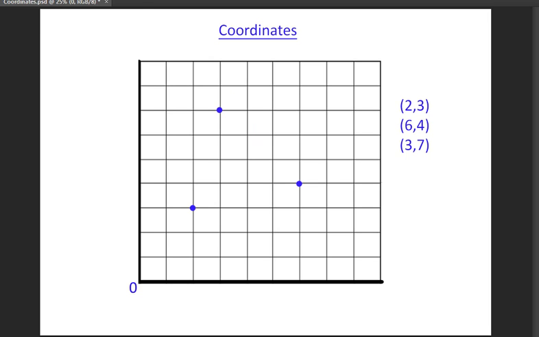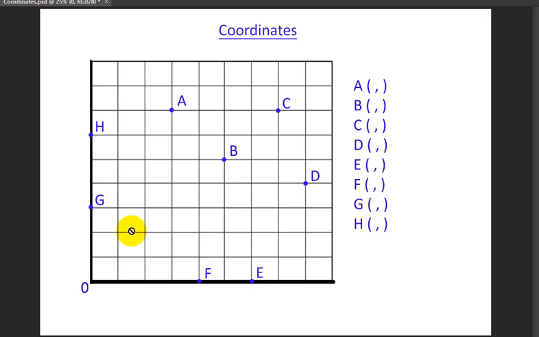Let's see all this through some exercises. In exercise 1, we have been given these points. Each point has a letter to identify which one it is. And we need to write down what the coordinates are for each point. So let's get started.